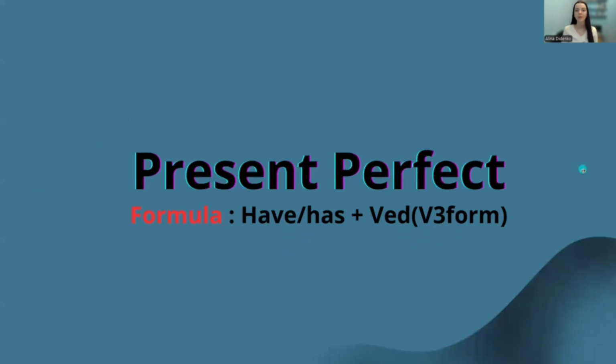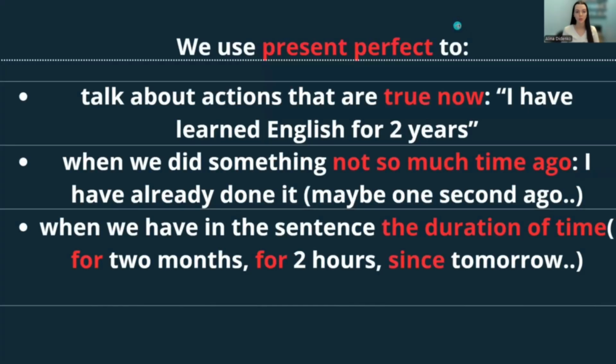Let's move on. As for the usage of that, when we should use it, the first one, when we talk about actions that are true now. For example, I have learned English for 2 years. Does it mean that right now I'm not learning English? No. Now I'm still learning English. The same. I have lived in this apartment for 7 years. It still means that right now I'm continuing living here. Let's carry on. When we did something not so much time ago.